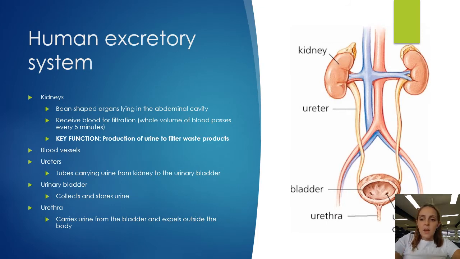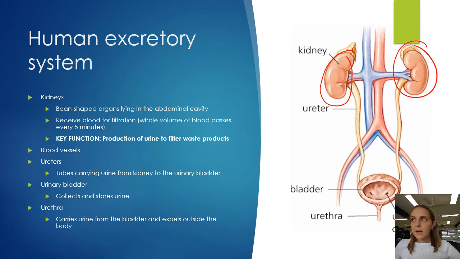Through the human excretory system, so basically the urinary system, we're going to start with our kidneys. We have two kidneys, one on either side of the body, and they exist in our abdominal cavity and more towards the back of the body. Now, they are responsible for filtering all of our blood.